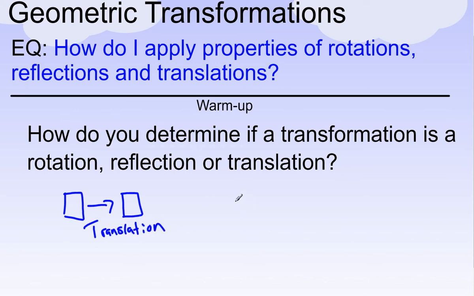A rotation is like a spin. So if I have, I don't know, a smiley face, and I rotate it this way, my smiley face would then be sideways.